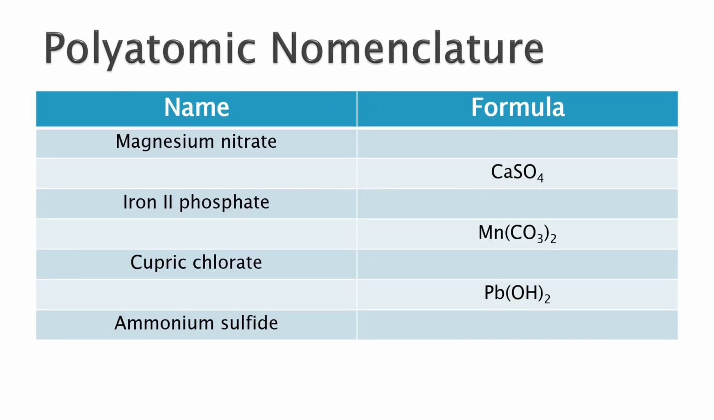Alrighty, so let's put all that together. We got magnesium and nitrate. Nitrate's NO3 with the -1, magnesium Mg with the +2, and crisscross applesauce, we get magnesium and NO3 bracket 2. So make sure that you don't forget that when you need more than one of a polyatomic ion that you add the brackets. CaSO4, that's just calcium and sulfate.